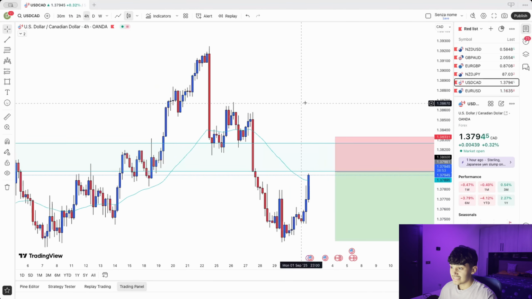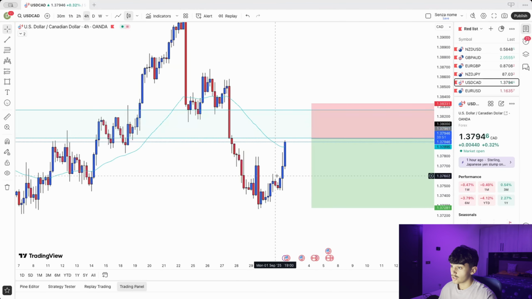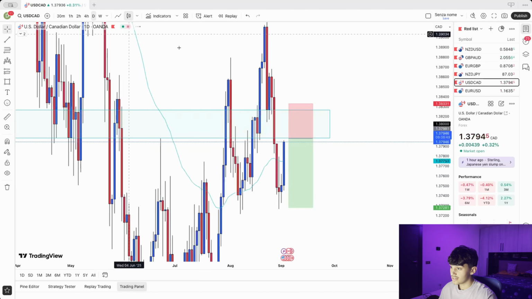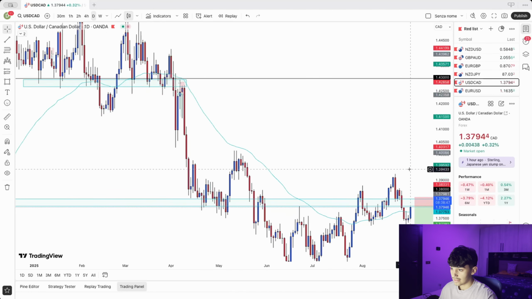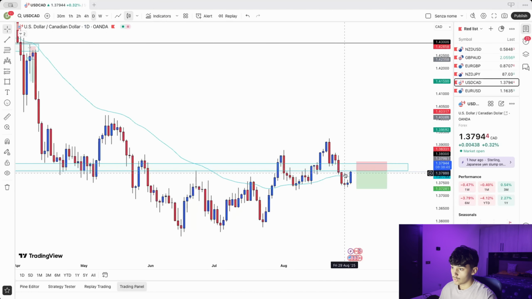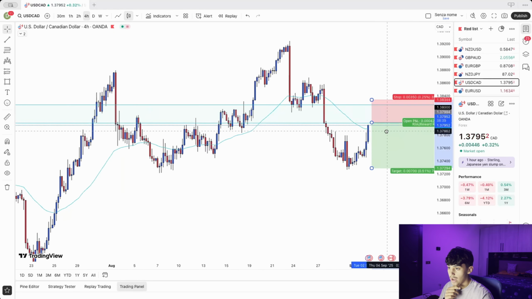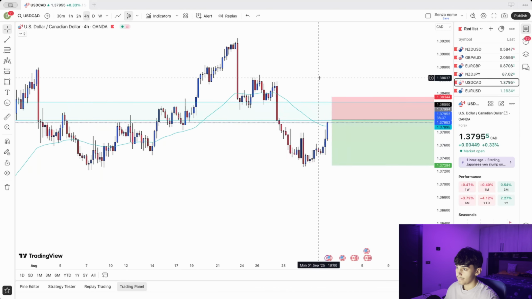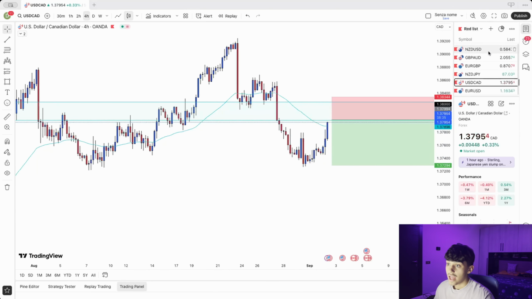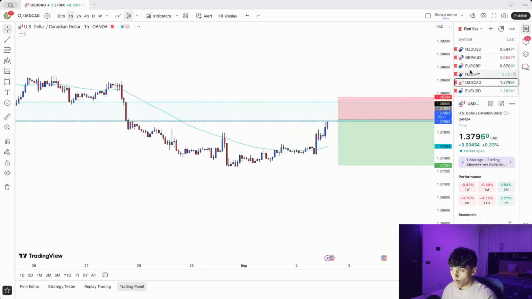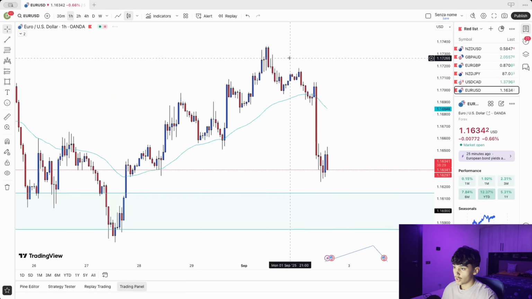Then I had USD/CAD. USD/CAD, I predicted it to go to my area of interest, which it is now doing. So this is the daily time frame. I predicted this one to go to my area of interest to then sell. We are going to the area of interest, but since I am already in a trade, I will not be interested in taking another one, only if this one wins. So we will see.